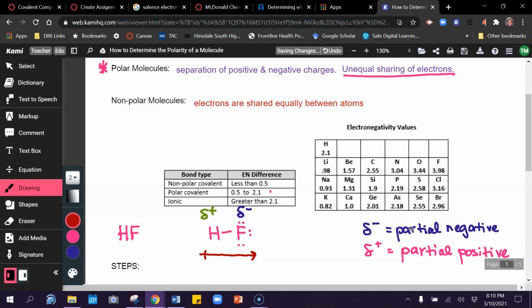Hydrogen hasn't given up its electrons. It's just sharing them. Hydrogen's electrons spend more time around fluorine and some of their time around hydrogen. They're still sharing, and that's why we have to use these symbols, partial positive and partial negative.